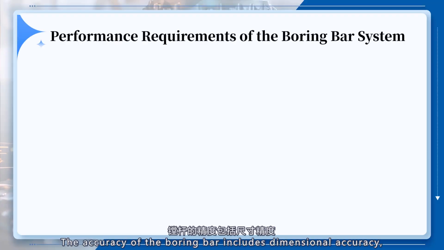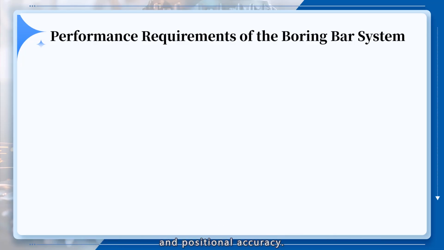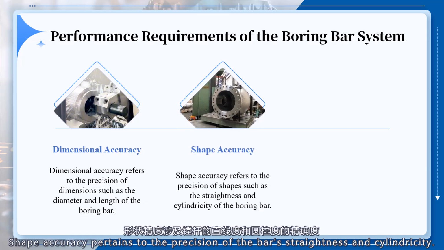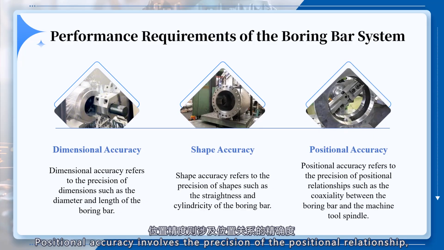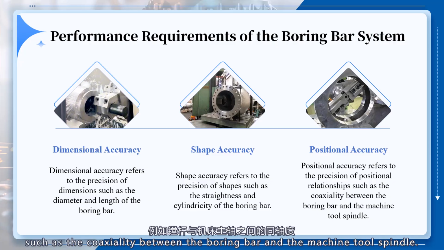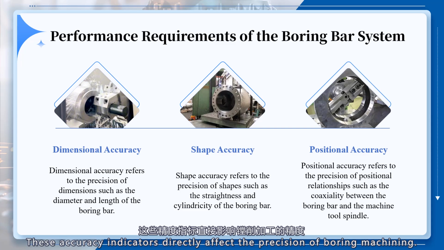The accuracy of the boring bar includes dimensional accuracy, shape accuracy, and positional accuracy. Dimensional accuracy refers to the precision of dimensions such as the diameter and the length of the boring bar. Shape accuracy pertains to the precision of the bar's straightness and cylindricity. Positional accuracy involves the precision of the positional relationship, such as the coaxiality between the boring bar and the machine tool spindle. These accuracy indicators directly affect the precision of boring machining.